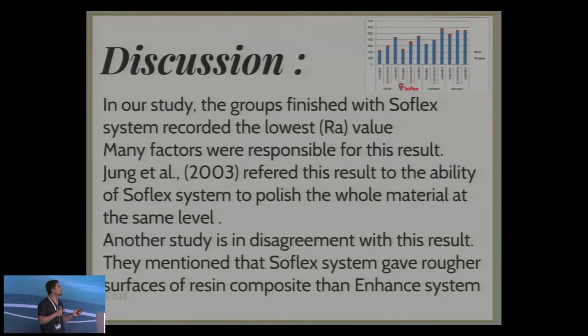As I mentioned in the figure, in our study, the groups finished with the Soflex system recorded the lowest value. We can see here, many factors were responsible for this result. Young referred this result to the ability of the Soflex system to polish the whole material at the same level. But another study is in disagreement with this result. They mentioned the Soflex system gave a rougher surface of resin composite than the Enhance system.